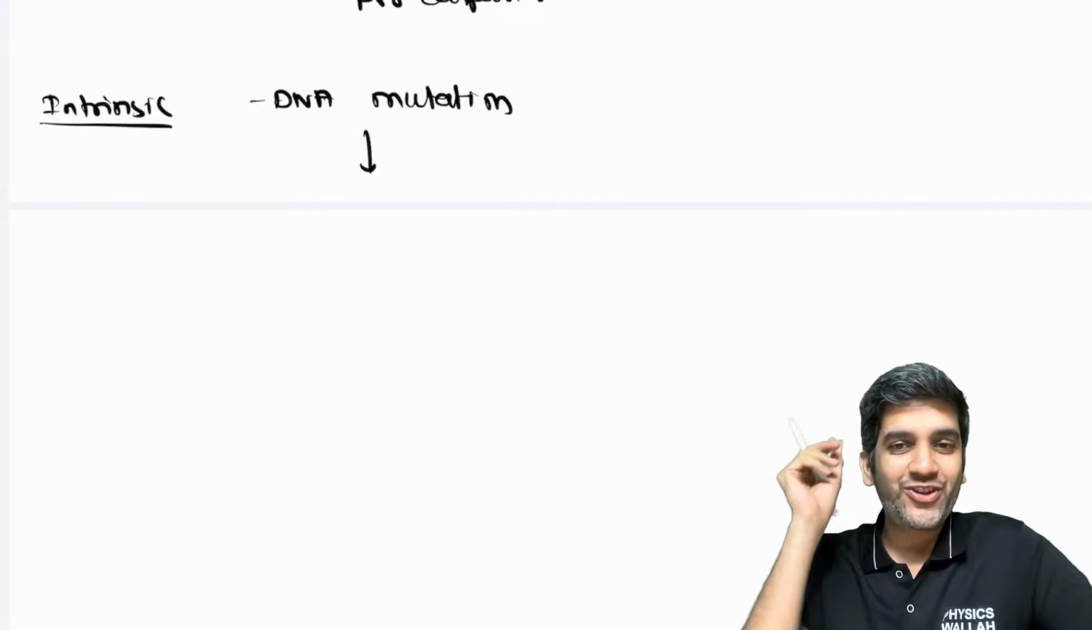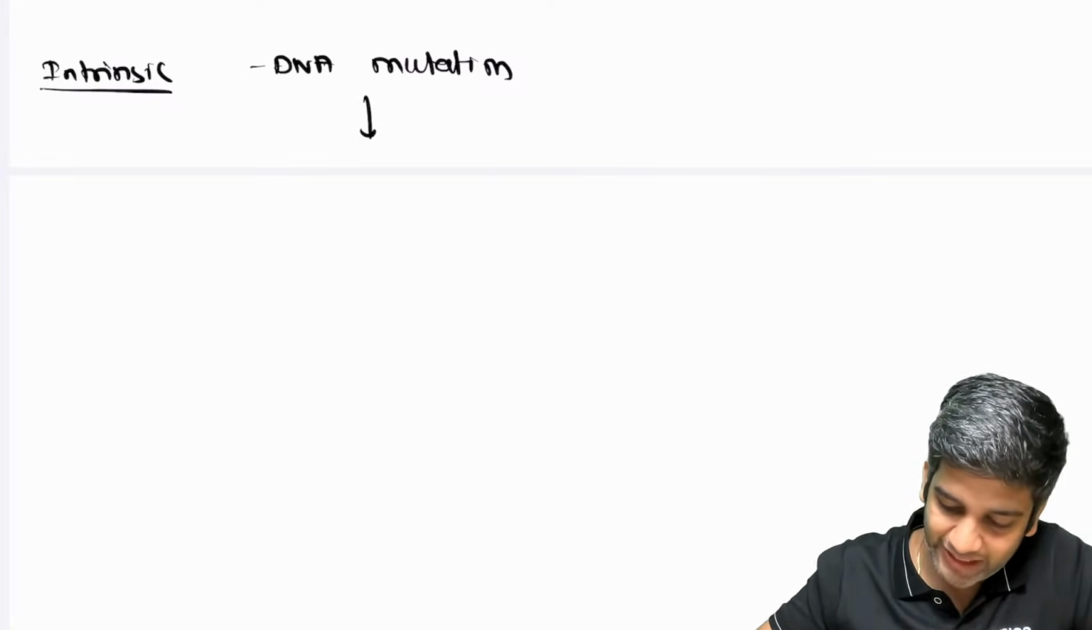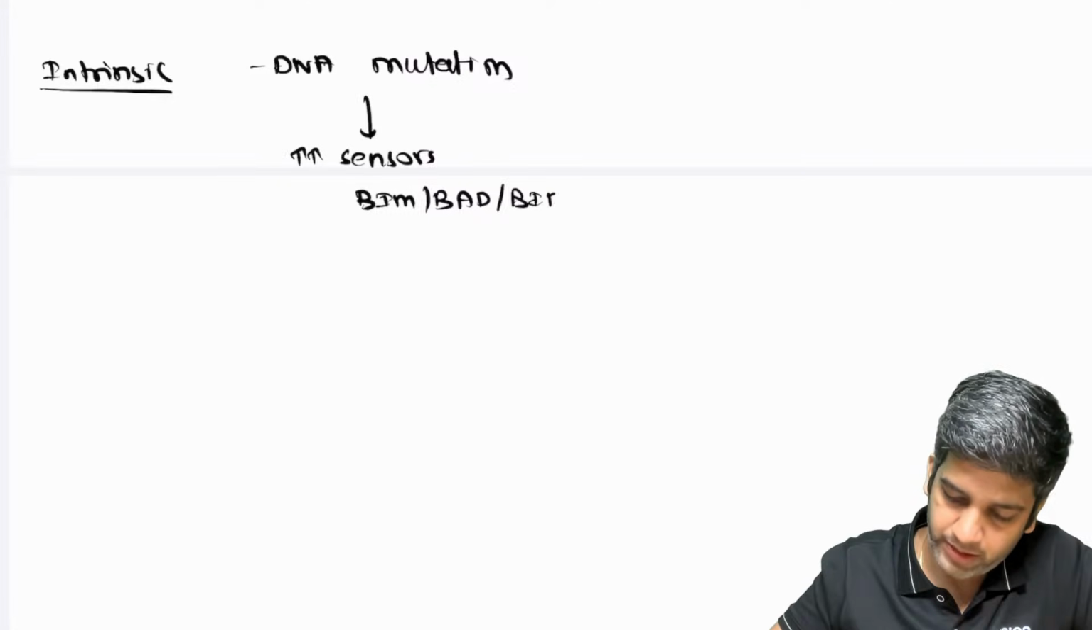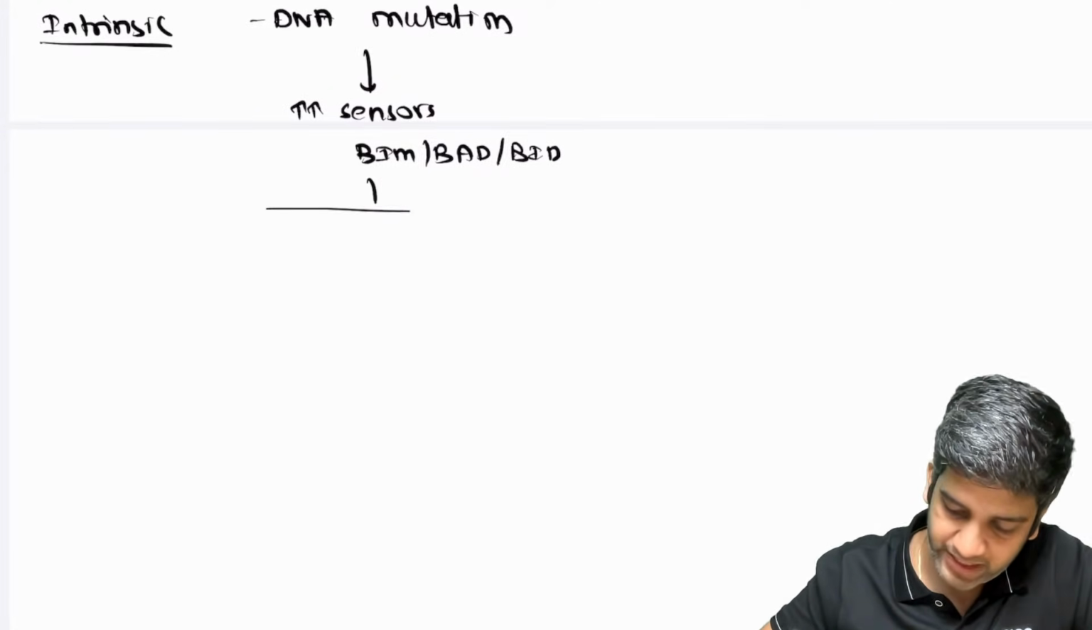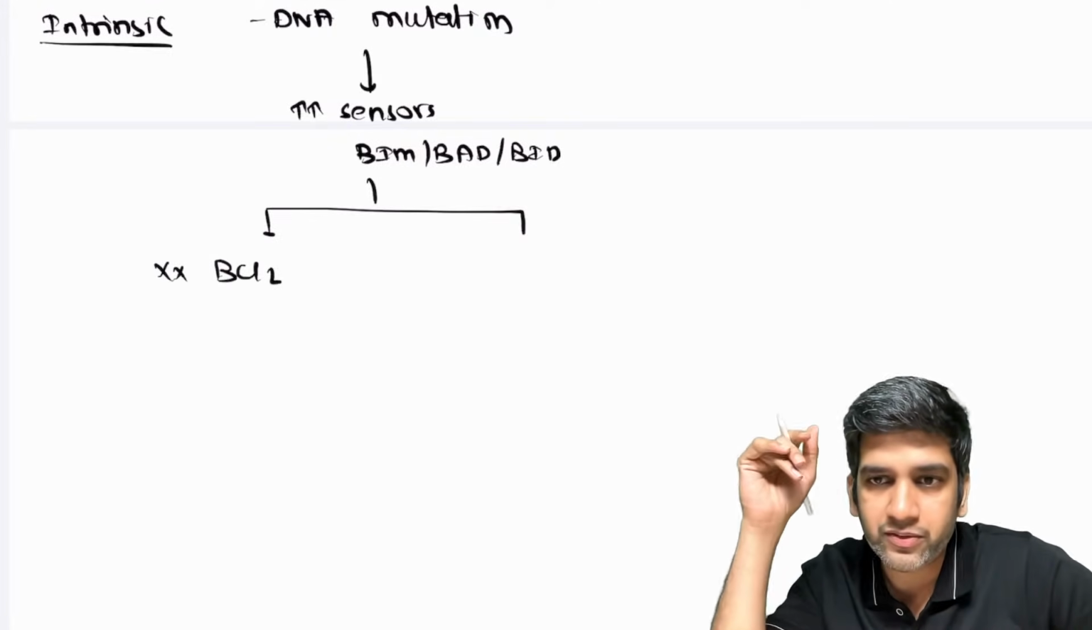Okay, fine. So whenever there's a DNA mutation, what happens is, during a DNA mutation, this will increase your sensors of cell stress. The sensors will identify them. That's your BIM, BID, BAD, PUMA, NOXA. Once these BIM, BID, BAD, PUMA, NOXA are there, they're going to do two things. One, they will destroy BCL2. That's the anti-apoptotic. Fine.